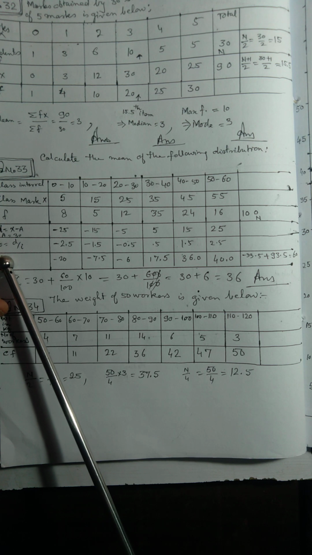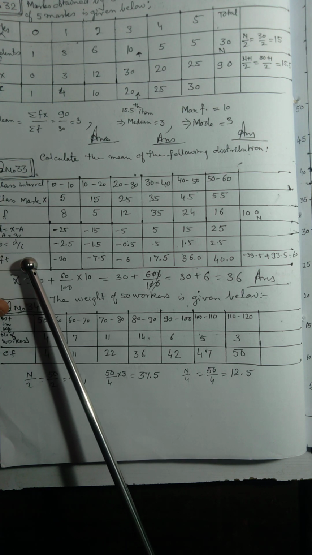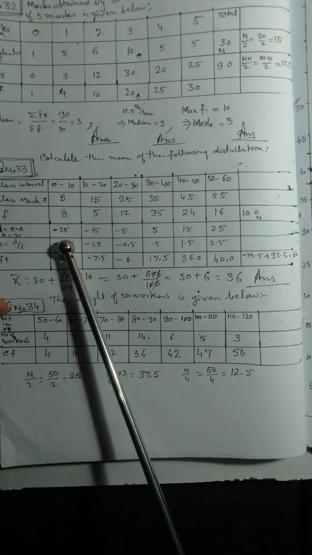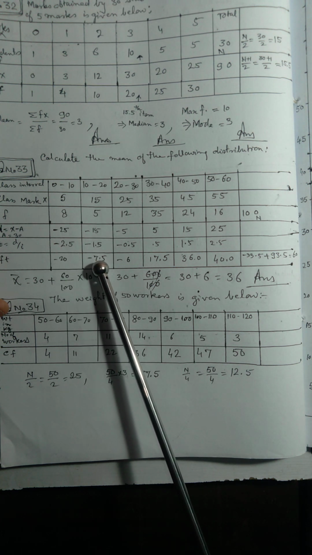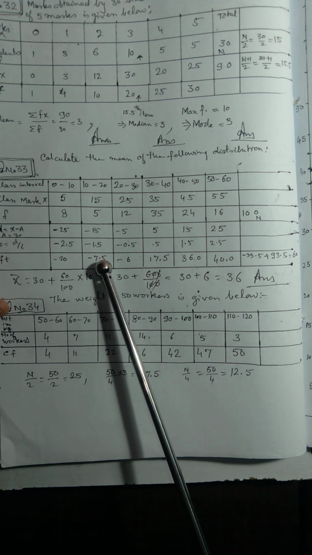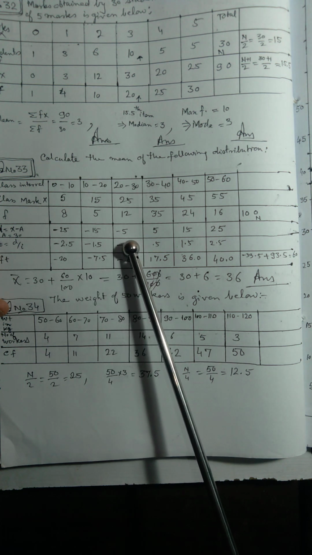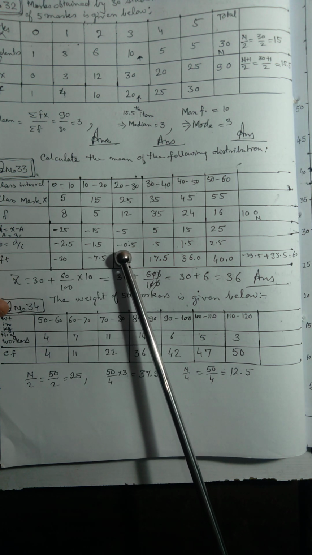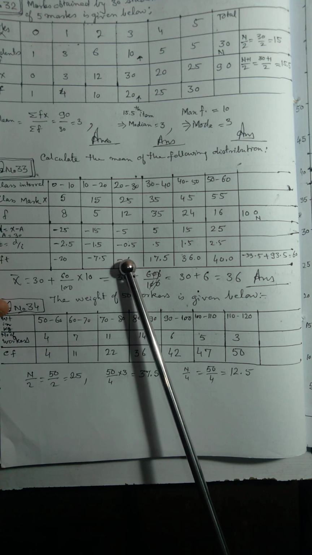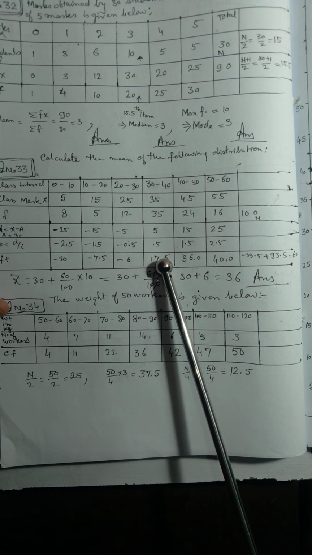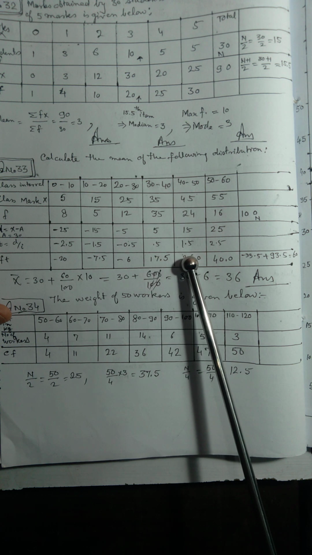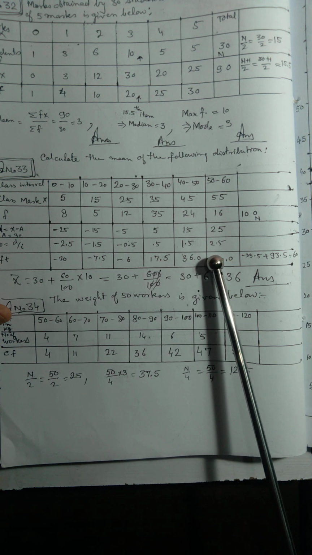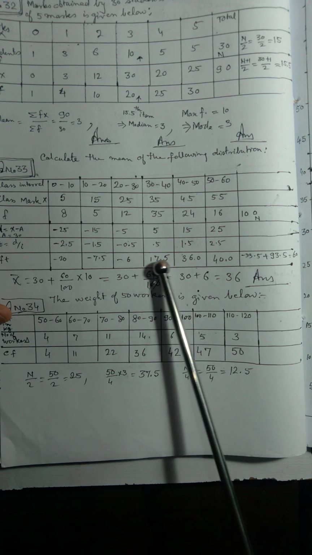Now T, that is deviation divided by class interval. So minus 25 divided by 10 is minus 2.5. Minus 15 divided by 10 is minus 1.5. Minus 5 divided by 10 is minus 0.5. 5 divided by 10 is 0.5. 15 divided by 10 is 1.5. 25 divided by 10 is 2.5.